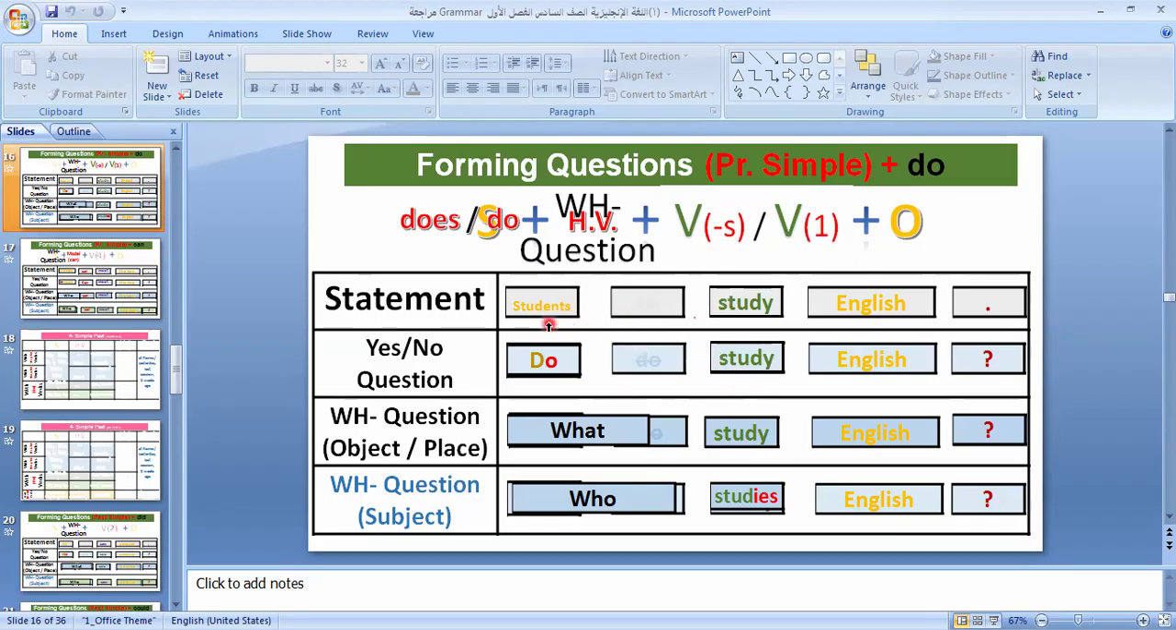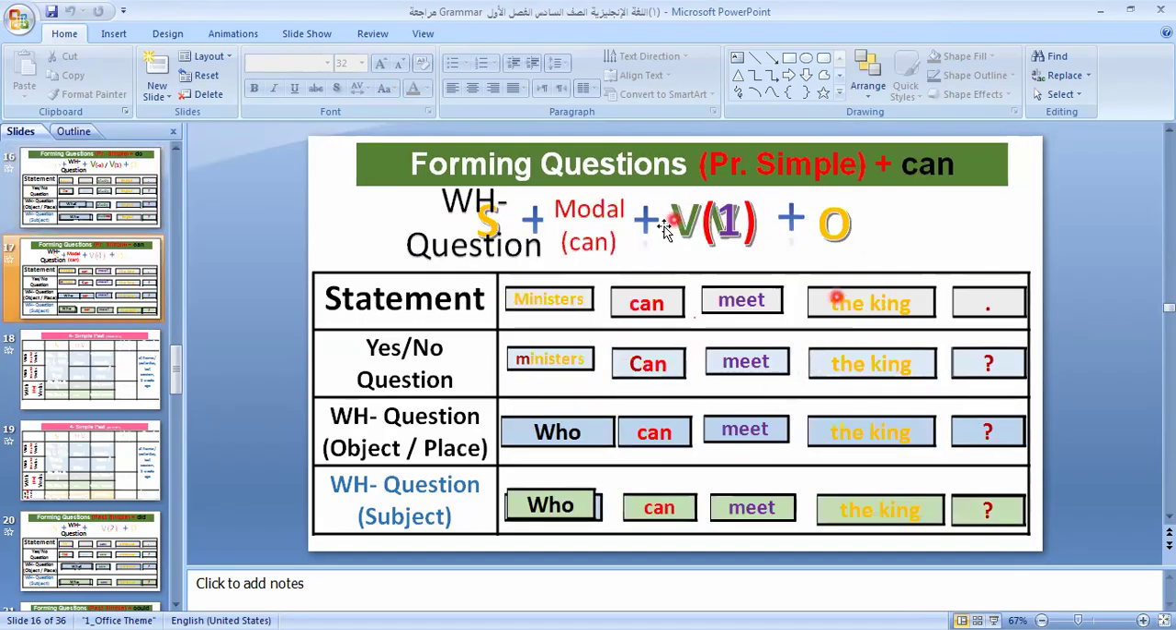Here we have: students study English. When we make a yes no question, what can I do? I say, do students study English? And I omit the s. When we make a question form, I say, who studies English? When we ask about English, I say, what do students study? Why? Because here students is plural, not singular.